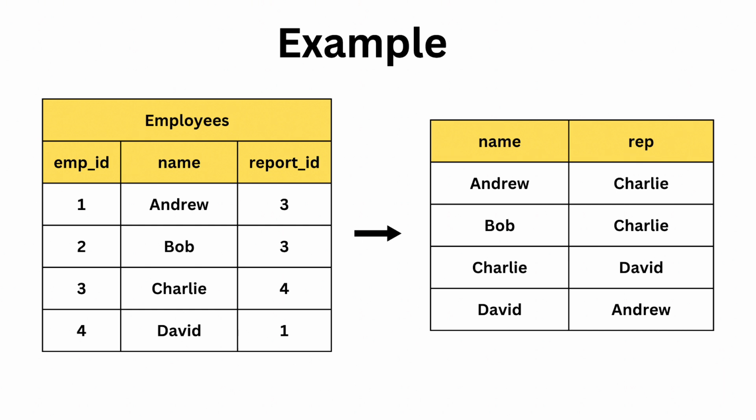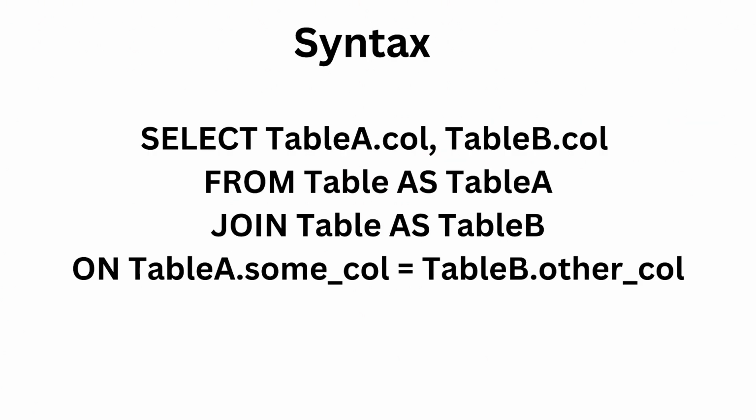Technically, all this information is in this one singular table. So I can use a self-join to essentially make a copy, join it together in order to match the employee name with the report ID along with the employee ID. So let's break this down.